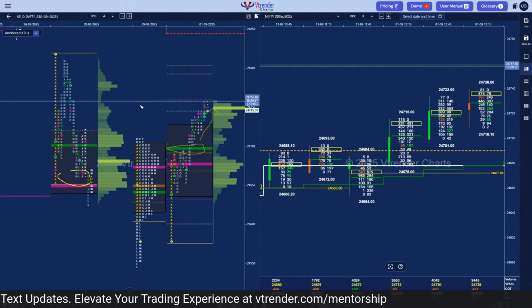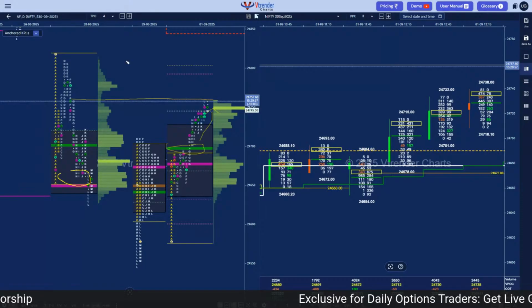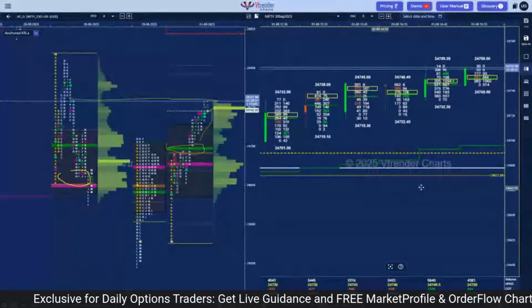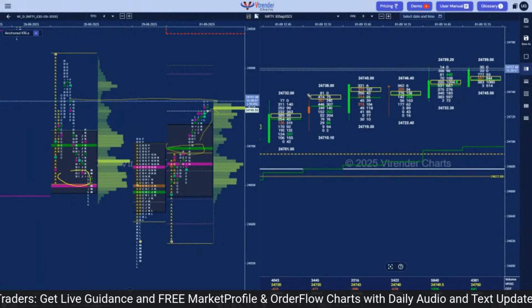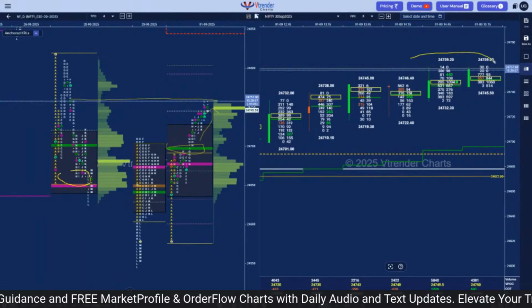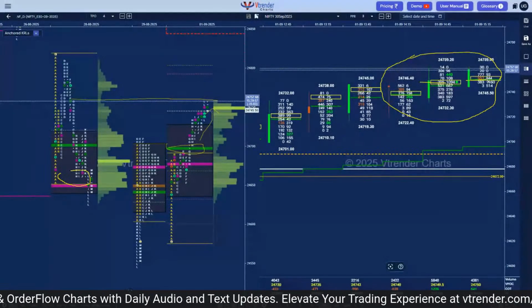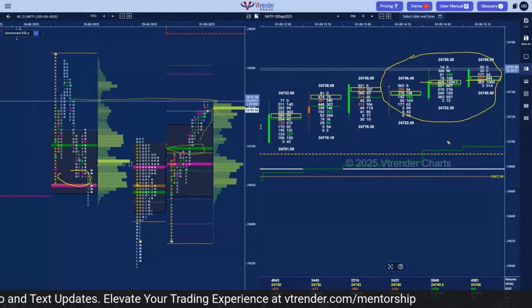So you can see how we have gone on to test this supply zone of 24757, which will be the reference for tomorrow. This is where the auction saw big volumes. So 24757 would be the level to watch tomorrow.